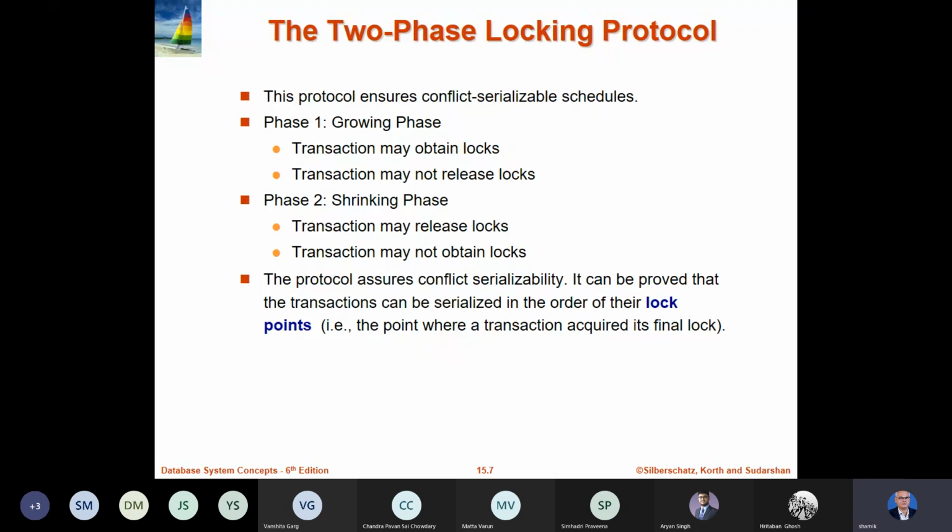This is going to be conflict serializable, but conflict equivalent to which serial schedule? That serial schedule which is ordered in the order of the lock point. So if T3's lock point is at 10:28, T2's is at 10:31, T1's is 10:30, then the corresponding equivalent schedule will be T3, T1, T2. Okay, is that clear? The concept of lock point.